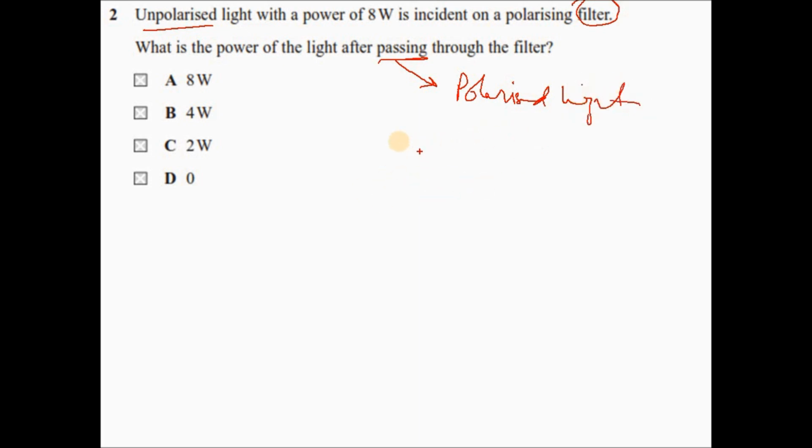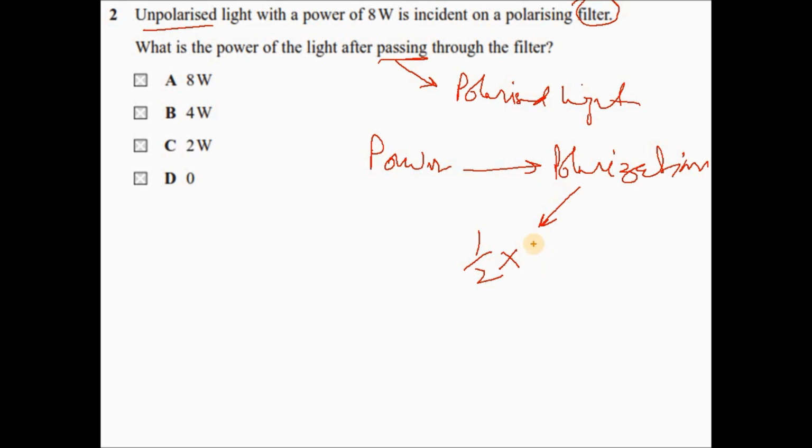And you need to understand the relation between power of light and polarization. This relation is not in your specification because you need a serious calculus and differentiation understanding. But for you, just memorize that for polarization, power becomes half of the previous value. So if the power was 8 watt, it becomes 4 watt after polarization.